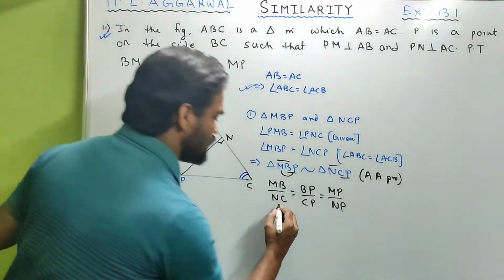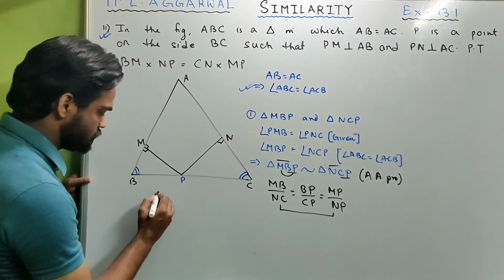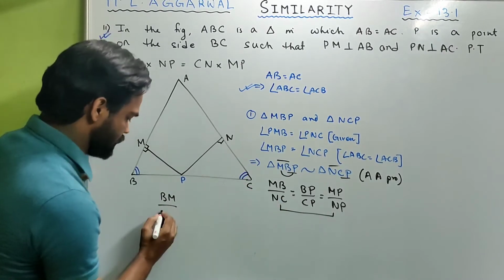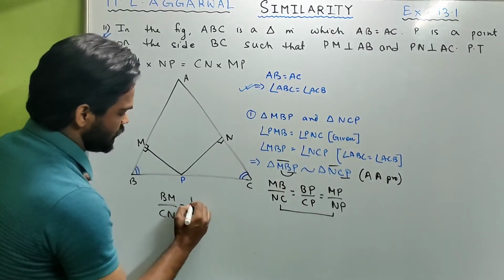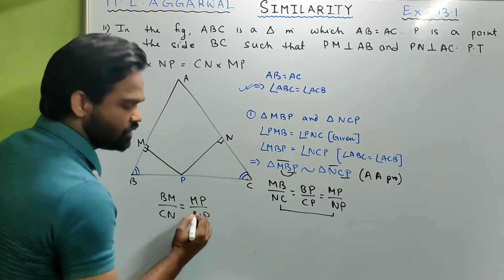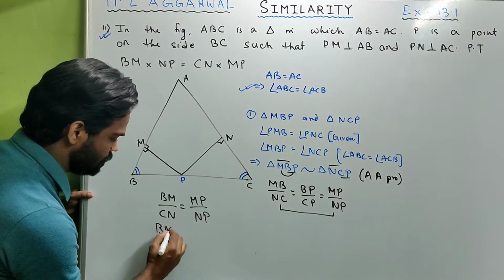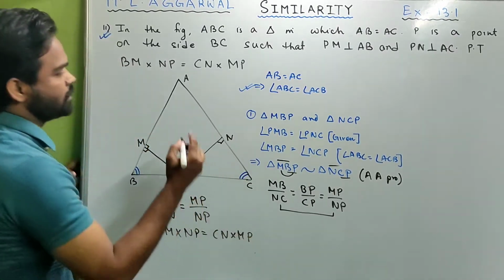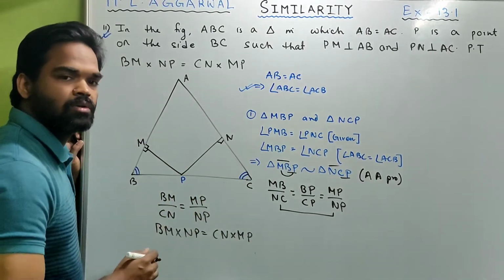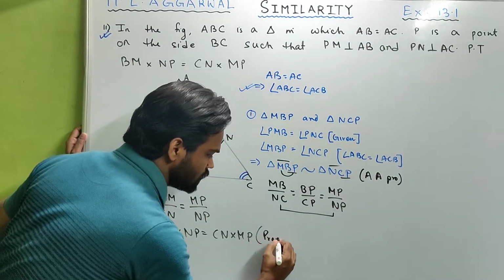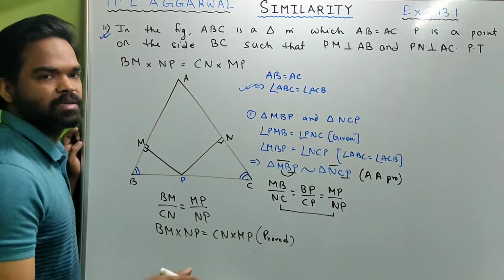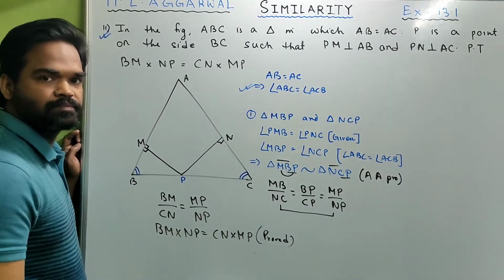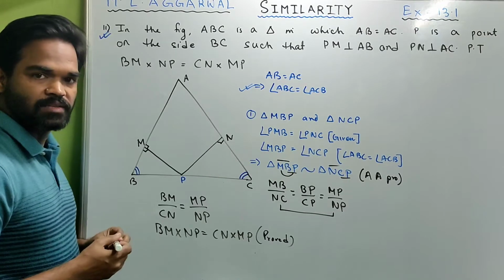See, the first one and the last one, if you take, so MB I can write BM, same thing, NC I can write CN, is equal to MP, NP, just cross multiply, so BM multiplied by NP is equal to CN multiplied by MP, and this is what we were supposed to prove, hence proved. Isn't it? Very simple. Just prove that these two triangles are similar and use the property. Okay, now let us look at the next sum.